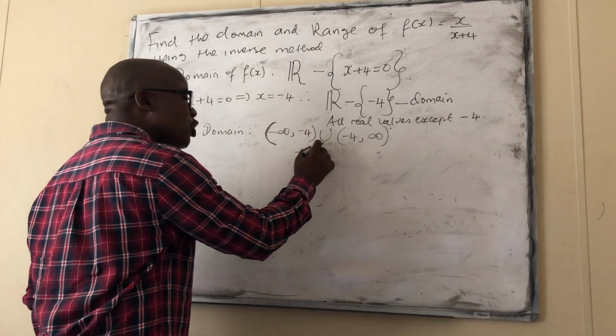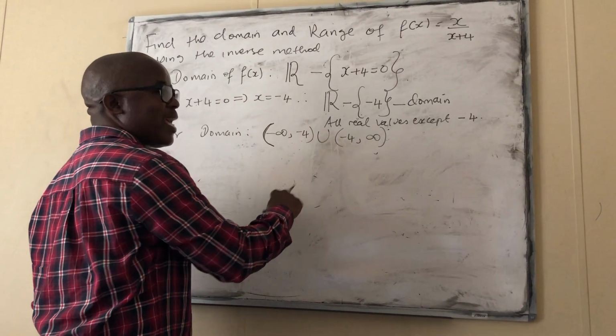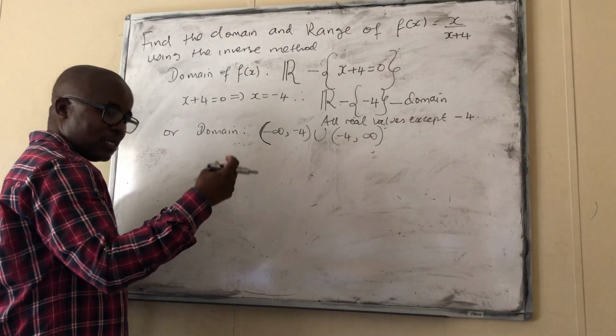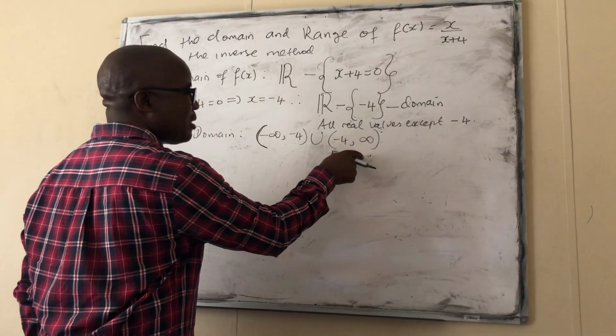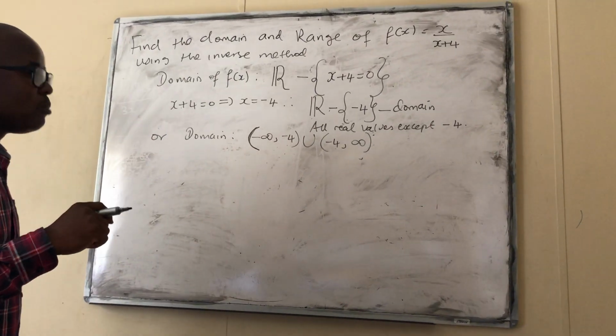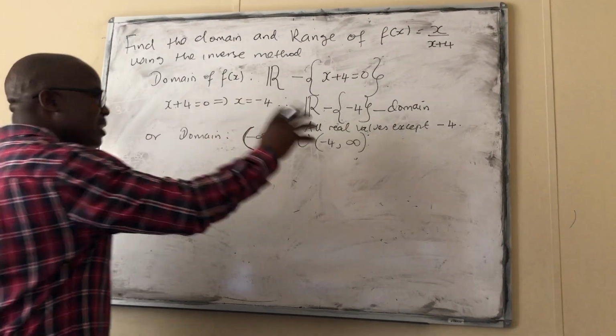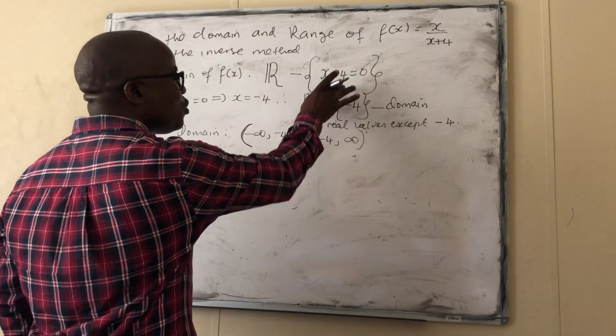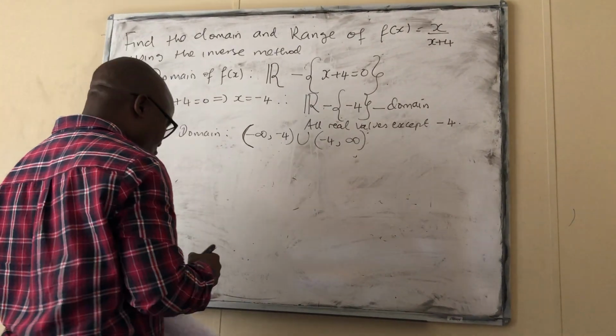So this union here means and. It is this plus this. The union is a set symbol, which means plus this set. So these are the two ways that you can present the domain.